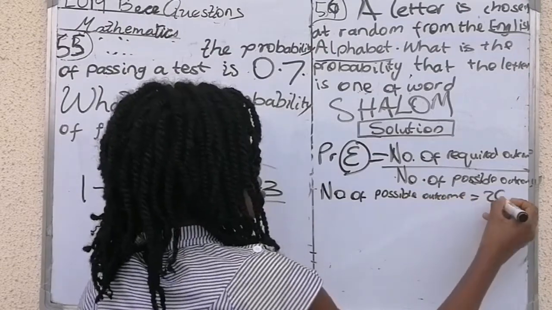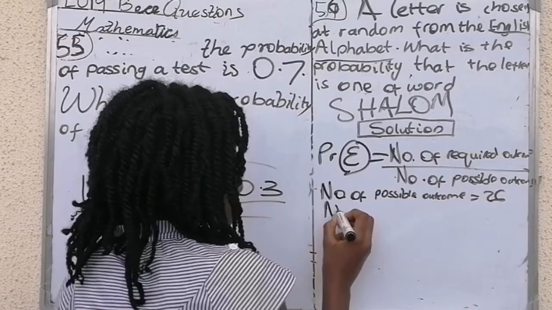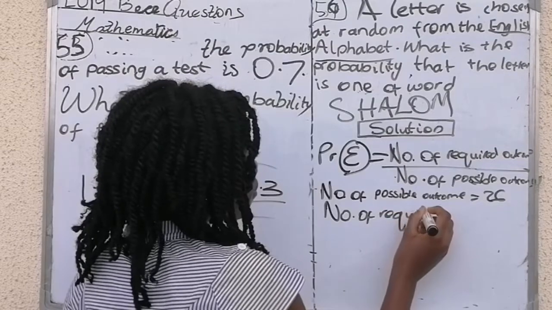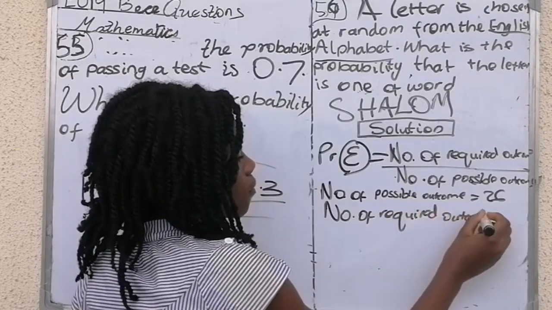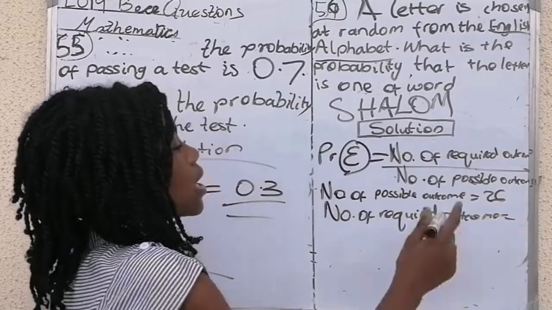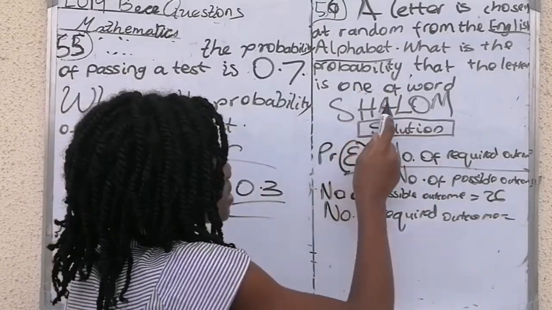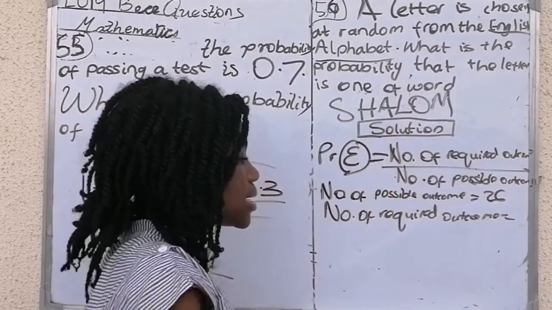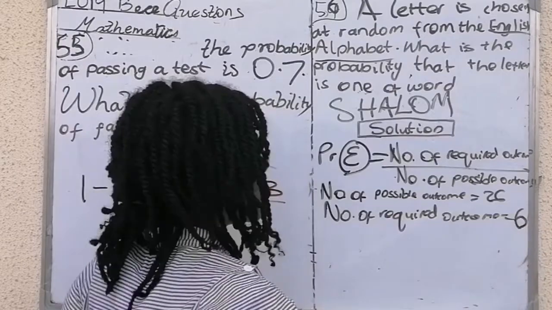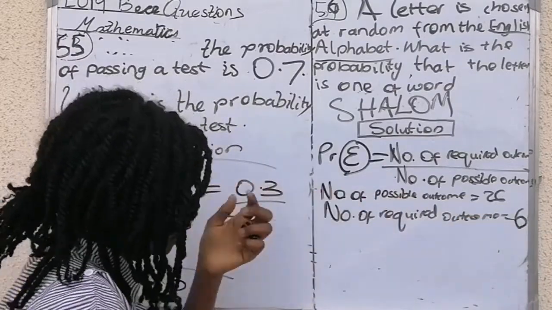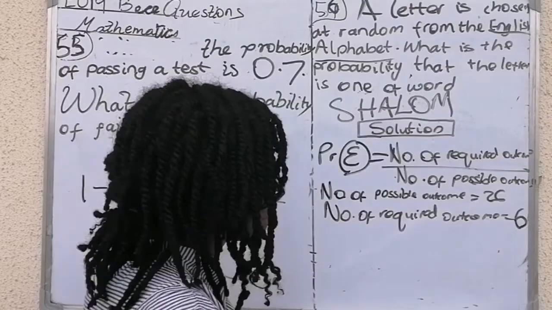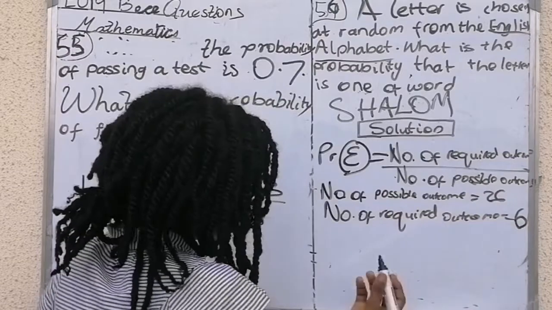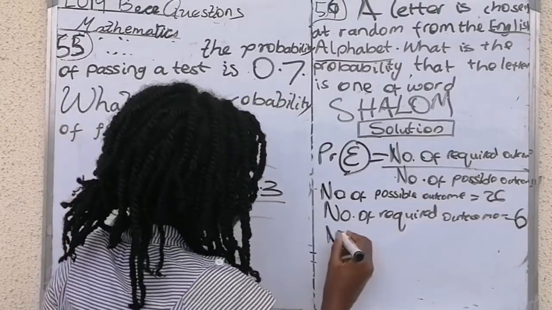Now the number of required outcomes is, so we have to count the letters of this word here, shalom. 1, 2, 3, 4, 5, 6. So there are 6 letters here. So the number of required outcomes is 6. So it will be 6 over 26. This is also the number of sample space.